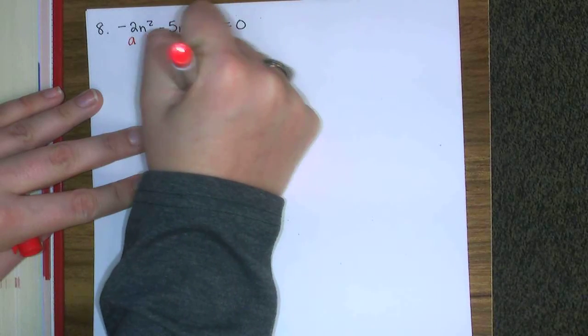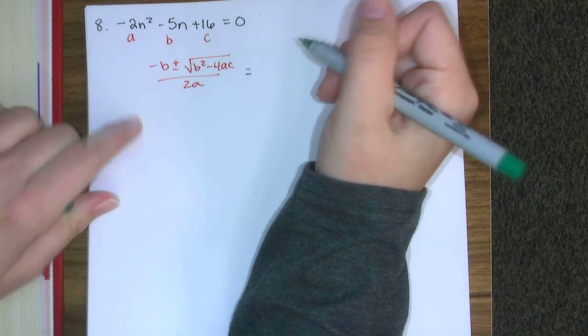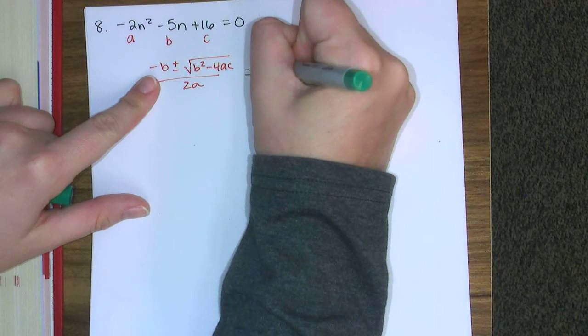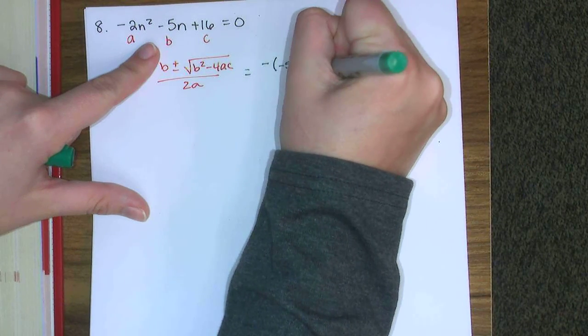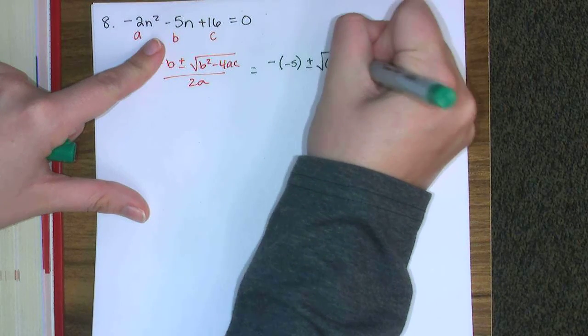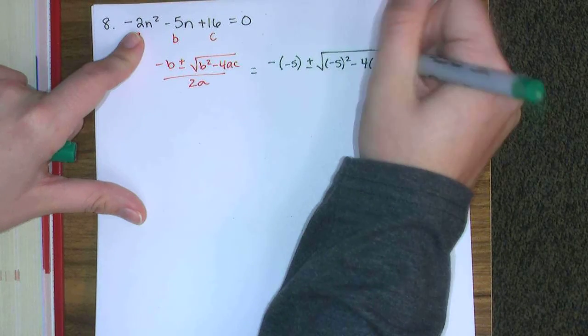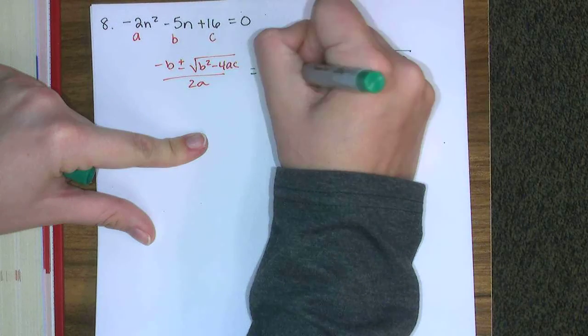Okay, just kind of find a way to chant it, kind of like I'm doing. That's kind of how I memorized it and have been able to learn it over time. Okay, so that means over here I'm plugging in negative B. So negative times negative 5 is B plus or minus square root of, well, B is negative 5. Negative 5 squared minus 4 times A is negative 2 times C is 16 all over 2 times A is negative 2.